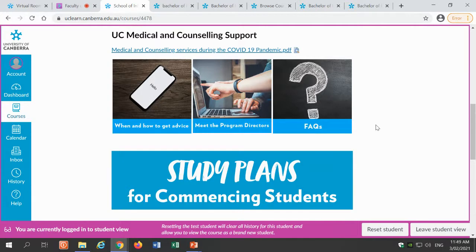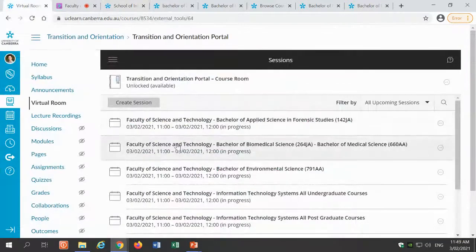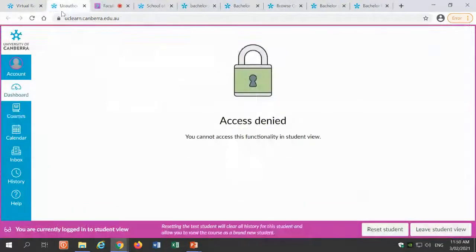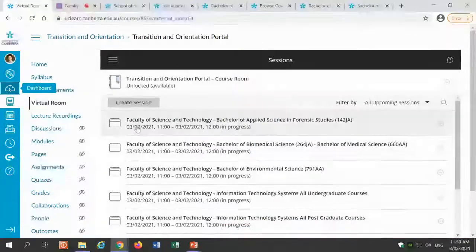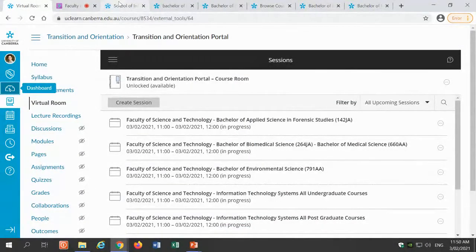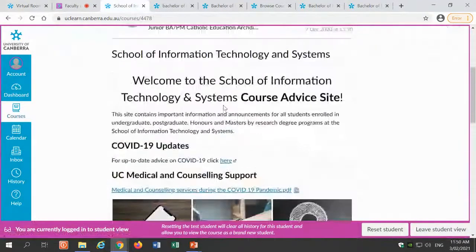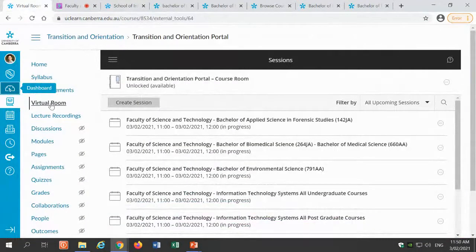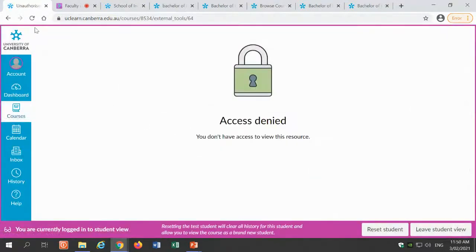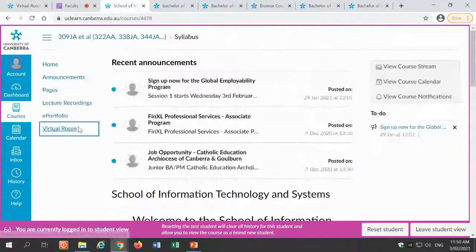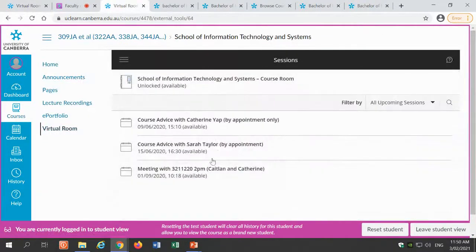Okay. Yes? For those who are studying online, how will we be able to join virtual rooms for each unit? So I briefly showed you this before, but each unit will have a Canvas site, similar to the School of Information Technology and Systems Canvas site. On each Canvas site, you can go to virtual room, and then you can see the different sessions here, and that's how you would join a virtual tutorial or a synchronous virtual lecture as well.